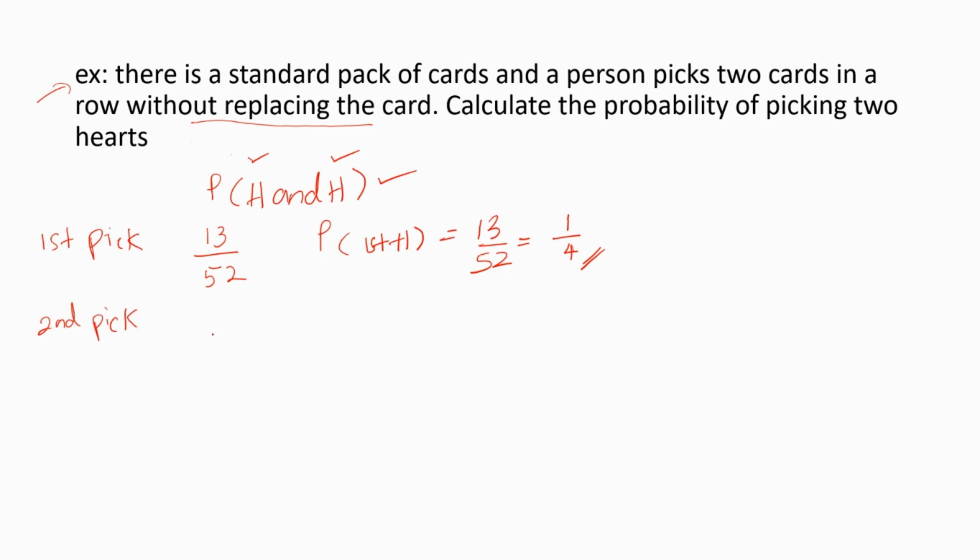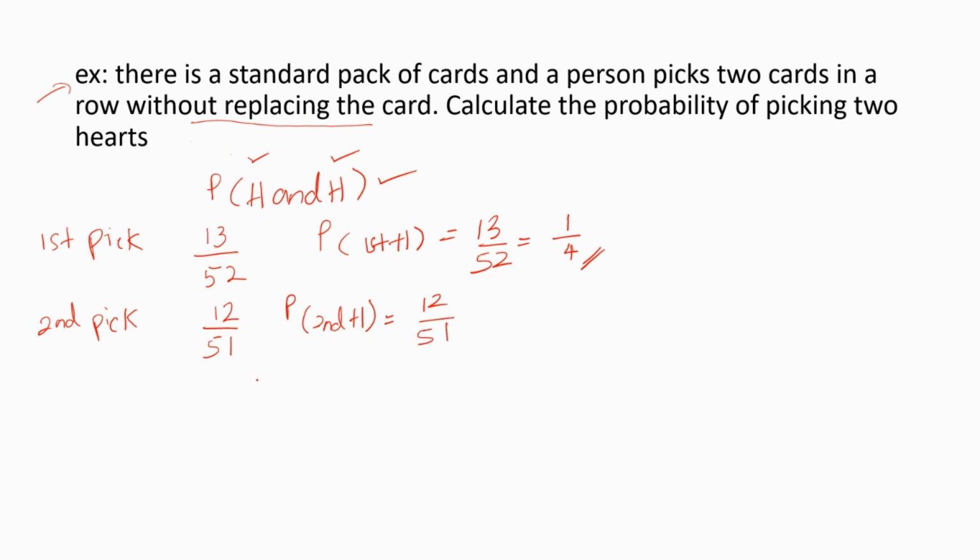So now there are only 51 cards in the pack because the person is keeping the first card. Now how many hearts in the card pack? Now there are only 12 hearts because the first card was a heart. You have to understand this is the condition. The condition is that the person is keeping the first card. If the first card is a heart, there are only 12 hearts remaining in the pack, and there are only 51 cards in total. So the probability of the second heart equals 12 over 51.